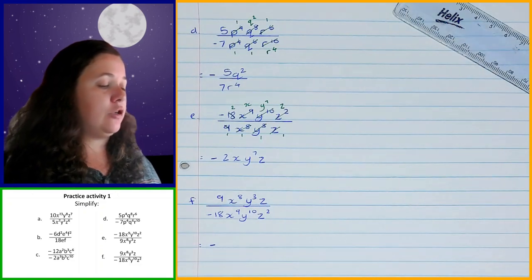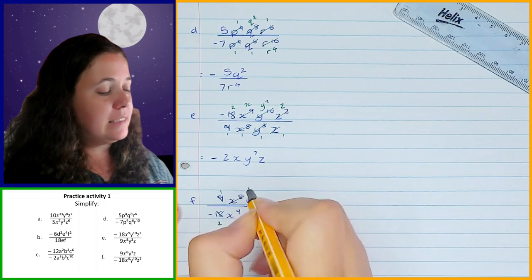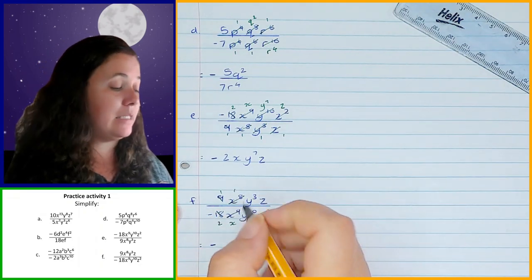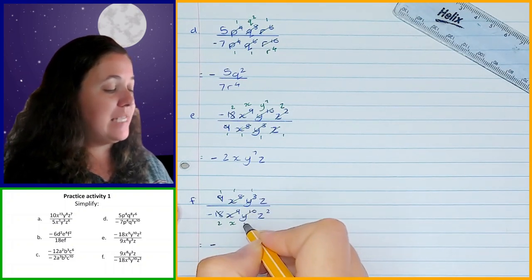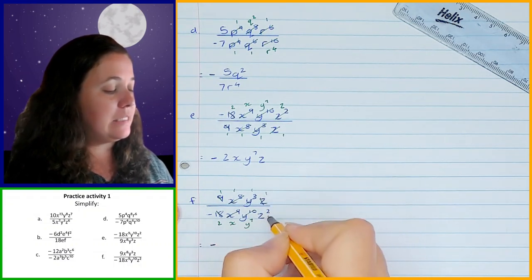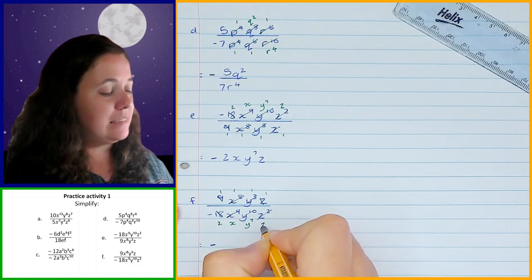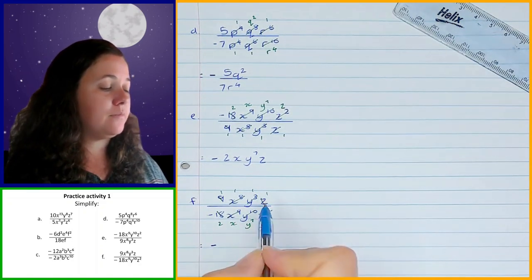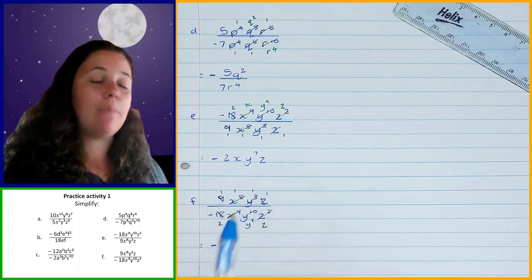Okay, now I'm going to go and do all my cancelling. So 9 goes in there once, 9 goes in there twice. x to the power of 9 divided by x to the power of 8 gives me x. y cubed cancels, y to the power of 10 divided by y to the power of 3 is y to the power of 7, and then z cancels, and z to the power of 2 divided by z to the power of 1 is z. So that's what you should get for that. But now, I have got 1 times 1 times 1 times 1 giving me 1 in my numerator.